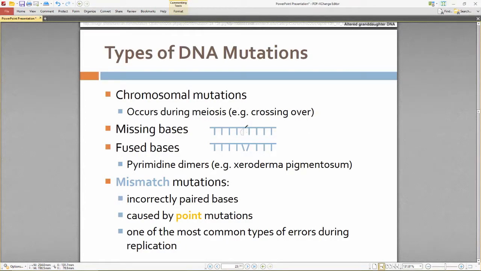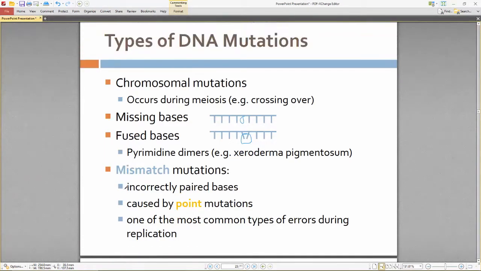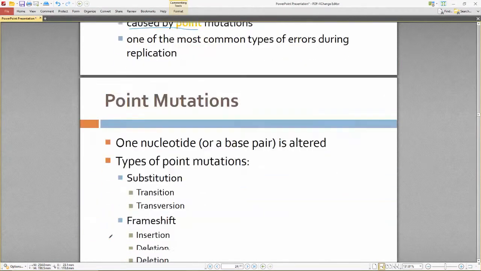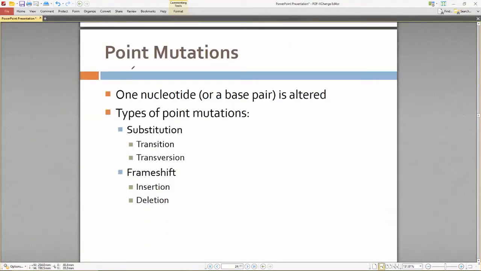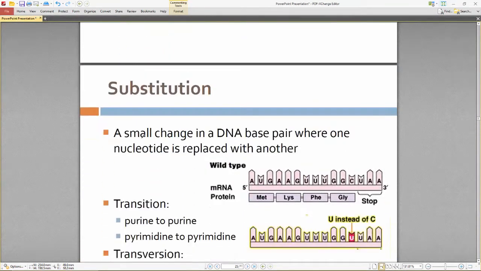So let's look at a little overview of types of DNA mutations. You can have chromosomal mutations, which can occur during meiosis or crossing over. You can have missing bases, fused bases, like the dimers we saw before, or mismatch mutations. They are incorrectly paired bases. They can be caused by point mutations, and they're one of the most common types of errors during replication. Cool.